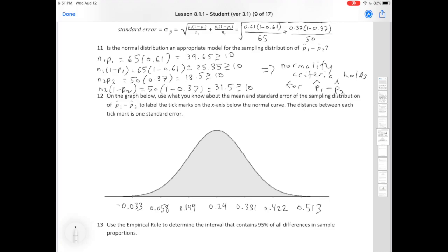Okay? Remember, these are for differences. And yes, it is possible to get negative numbers when we're talking about differences, because we're taking samples here. And it could be that the first sample that we're subtracting by the second sample is smaller, which gives us a negative. But in this case, that looks pretty unusual. So let's move on. It says, use the empirical rule to determine an interval that contains 95% of all differences in sample proportions.